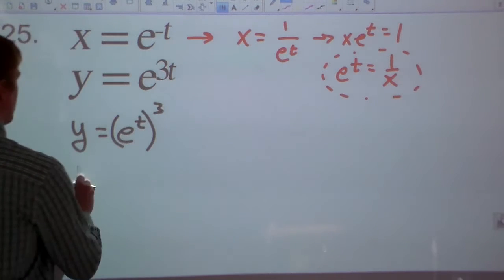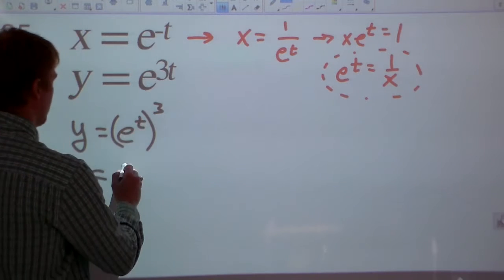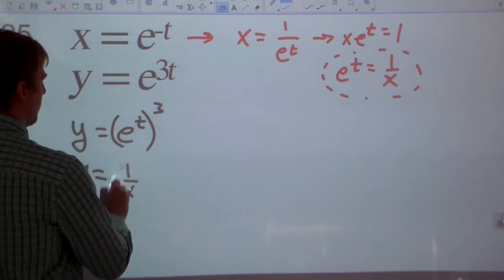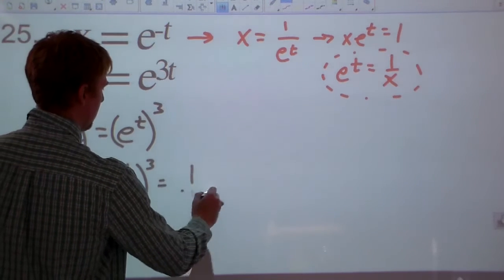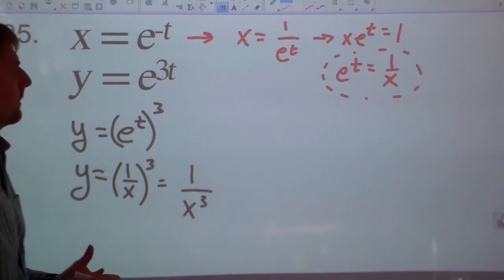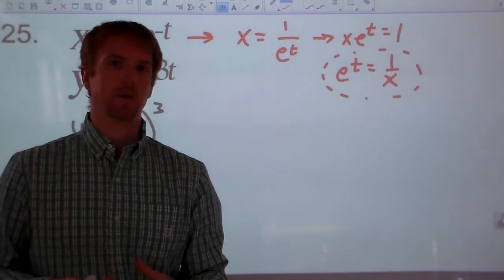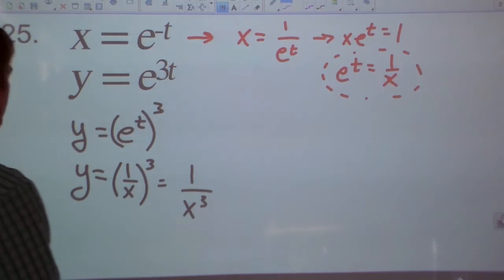So now, since I've got e to the t isolated, and I know it equals 1 over x, then I'm going to have 1 over x cubed. So conclusion, y is 1 over x cubed. There's a little bit more because they do ask about the domain on this problem, and they do want to see a graph. So 1 over x cubed.